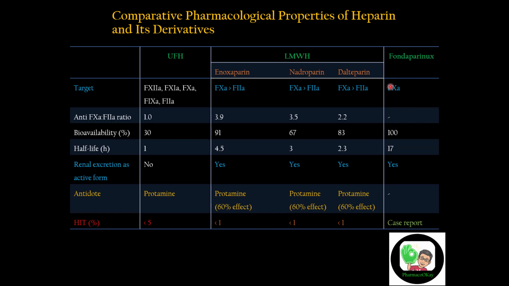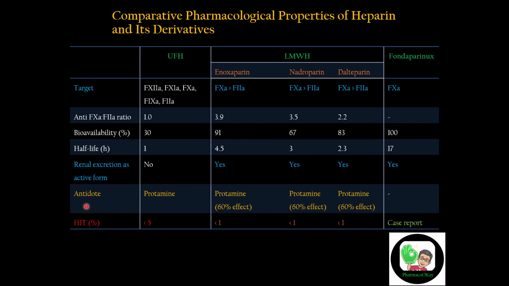And fondaparinux is the most specific inactivator of factor 10A. In terms of renal excretion as unchanged form, for unfractionated heparin, there's no excretion in an unchanged form, but for low molecular weight heparin and fondaparinux, there's a certain amount of drug that is excreted as unchanged form through the kidney, so it requires a dose adjustment in patients with renal impairment.